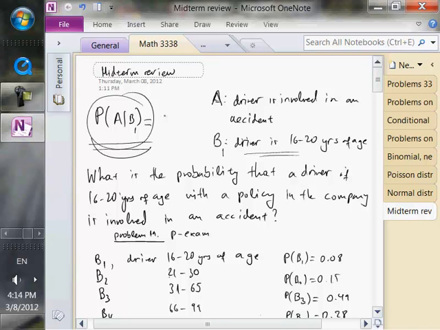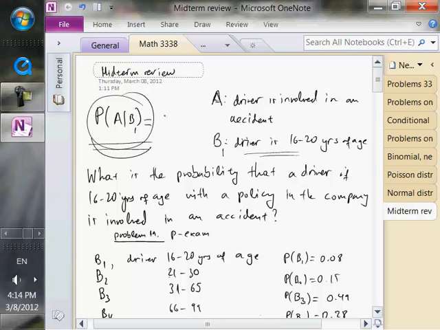One is, if you put A to be the driver is involved in an accident, and I call B1 the driver is between 16 to 20 years of age, because that's the first age group. That's why I'm using the subscript 1. Then what you see here, actually this is nice. Let's do the grammar here. Let's work the grammar. What is the subject in this thing?